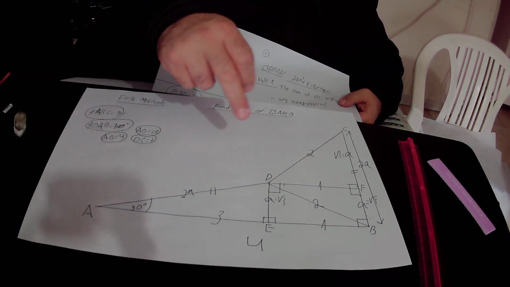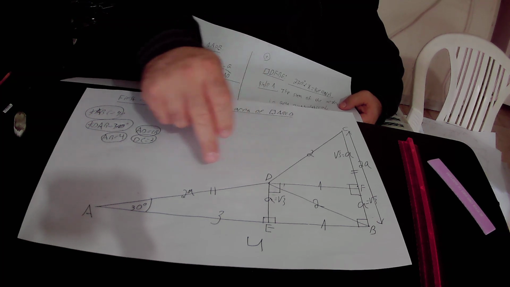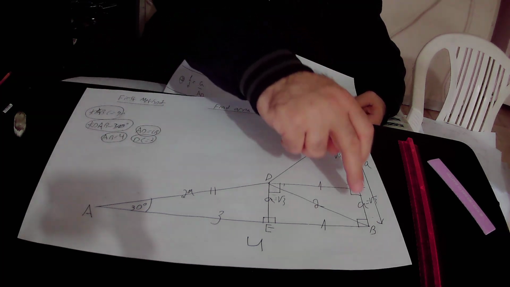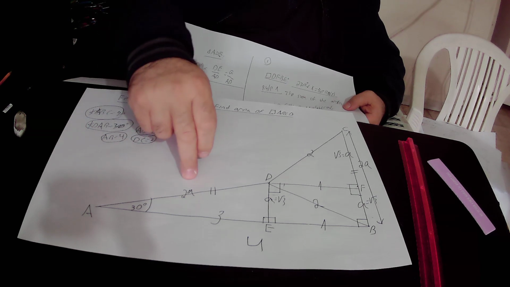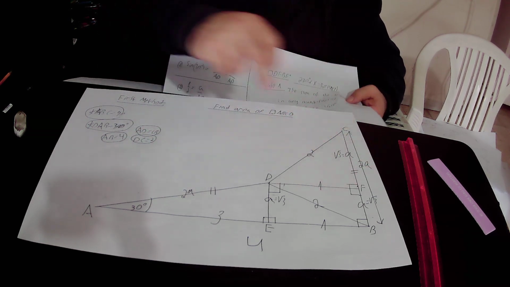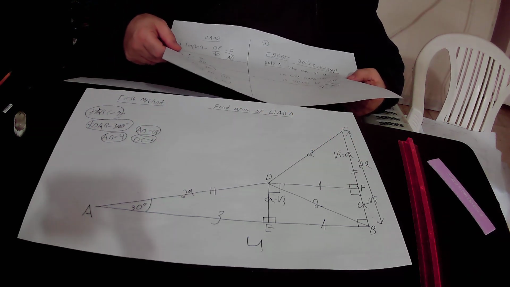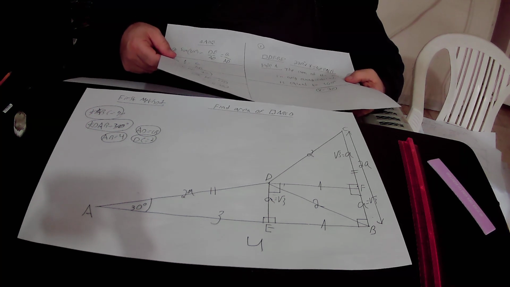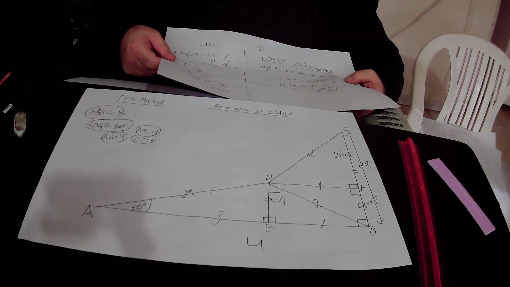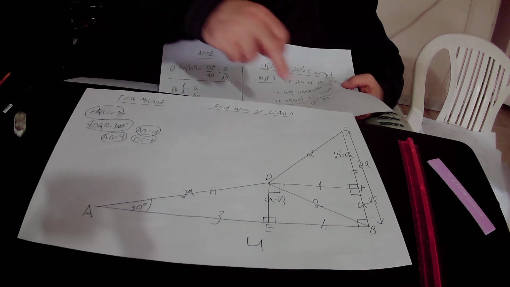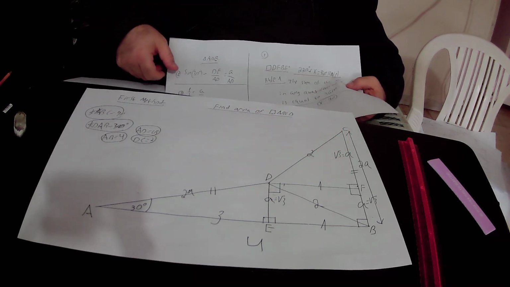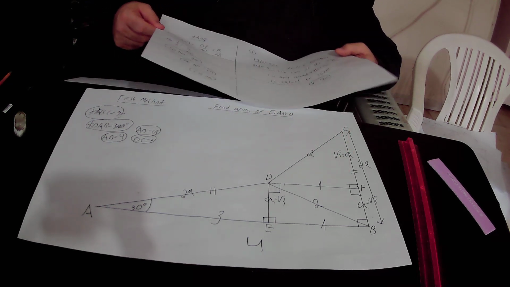But because, according to what is given in the question, AD equals BC and AD equals 2A, BC will also be equal to 2A. And what is the value? Okay, so CB equals 2A.